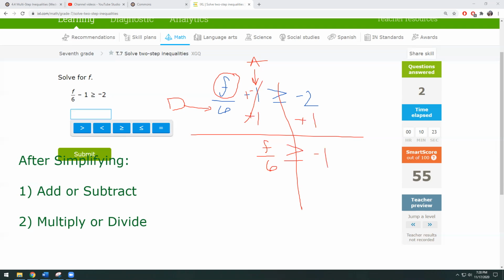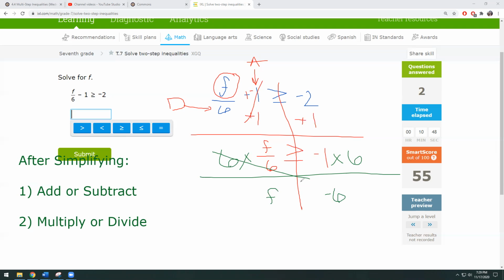Now I'm moving on to my last step, multiplication or division. I'm seeing division there, so that means that we're doing multiplication. I want to get rid of the 6, so that's the number I'm going to multiply by. When I multiply, that makes that go away and leaves me with just my f. And then negative 1 times 6 is just a negative 6.